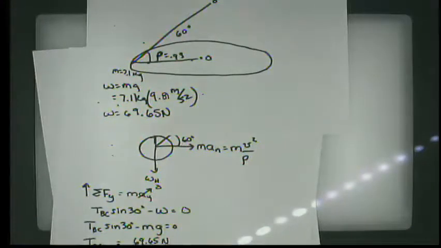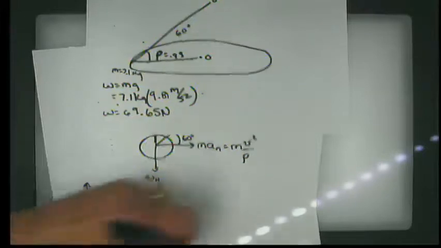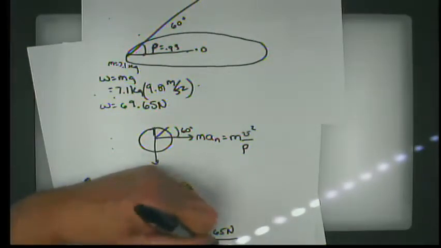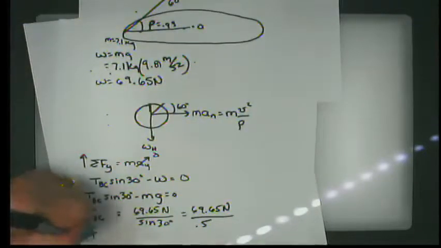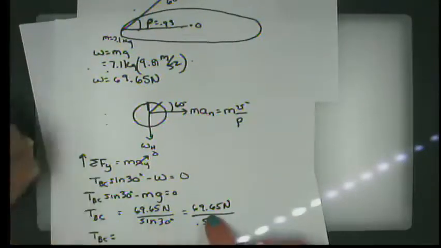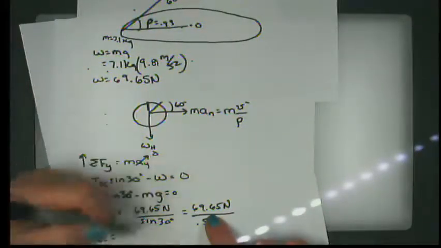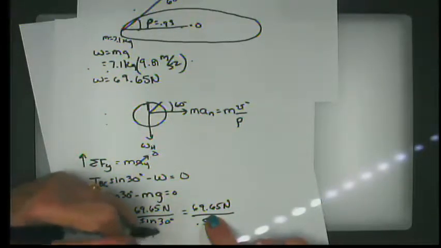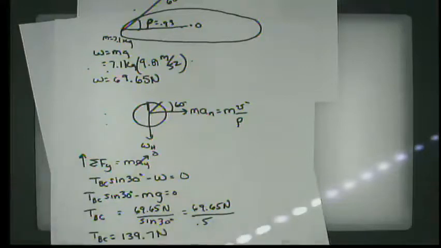And the sine of 30 degrees is a half? Yes! So we get 69.65 newtons divided by 0.5, which is the same as multiplying by 2, right? So this turns out to be just under 140, 139.7, maybe? Is that right?